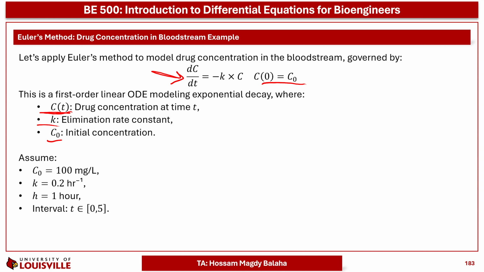0 here is the time, and we will assume these values for c naught, k, h, and the interval. C naught equals 100, k equals 0.2, and we have a step size of 1 hour and an interval of t between 0 and 5. So 0 here will be the initial time, 5 will be the final time. So simply, if we need to compute the number of steps that we need to calculate as an approximation, then n equals the final 5 minus the beginning 0 over h, which is the step size 1. This will be 5. So we need to compute 5 iterations of the Euler method.